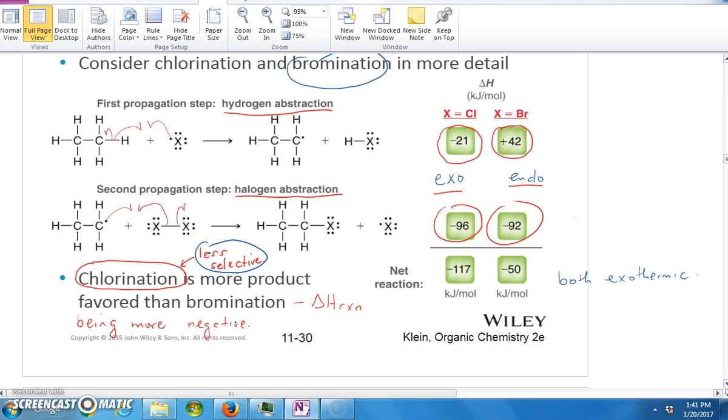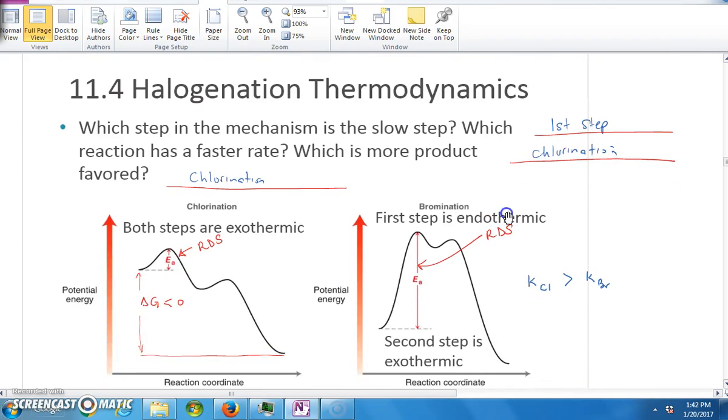And because it is less selective, it doesn't have as much use in organic synthesis, because in organic synthesis you want a reaction that will give you strictly one product. Now, if you look at delta H for the reaction, it is more negative for the chlorination, as you can see here. And because it's more negative for the chlorination, as we said, it's more reactive. And because it's more reactive, it's going to be less selective. But then let's explain why this is the case.